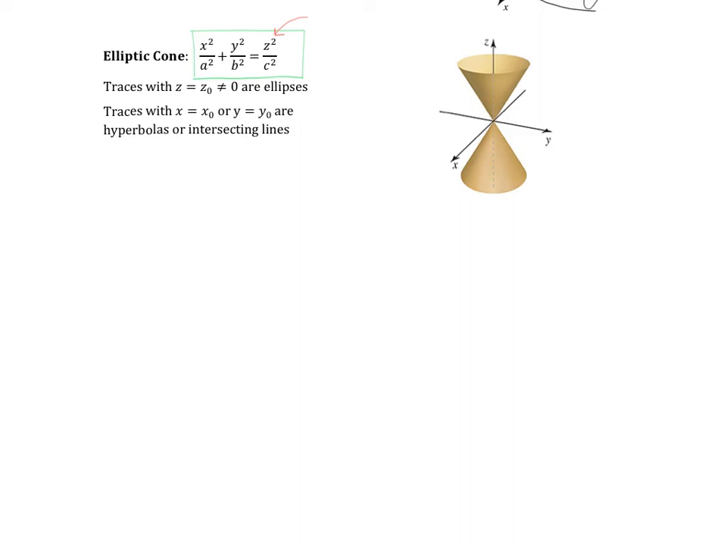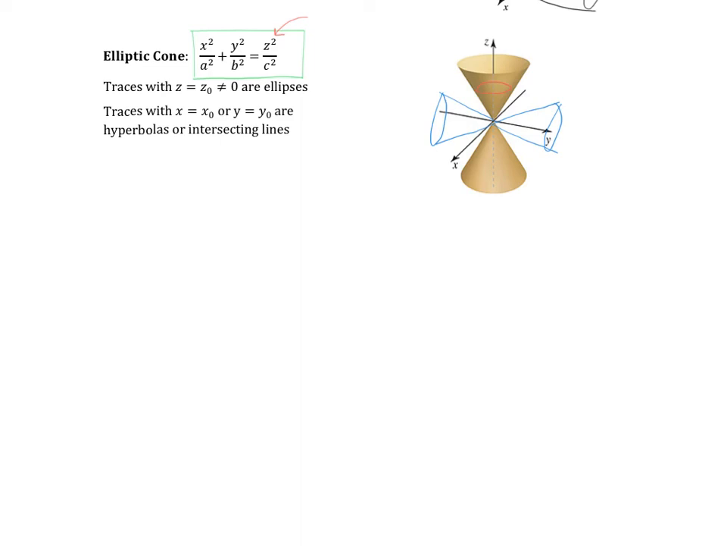However, we could have a cone that is symmetrical about the y-axis, and in that case the equation would be equal to the y squared over c squared. So our traces, if we were to chop it with a plane in this particular diagram, a horizontal plane, the traces would be ellipses.